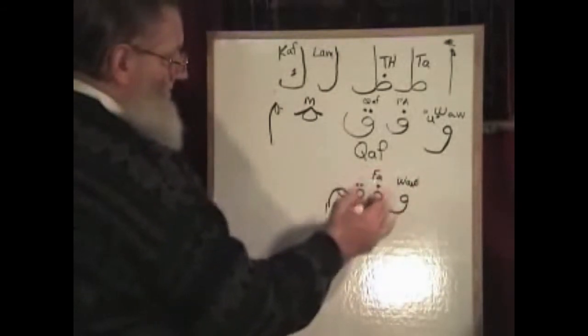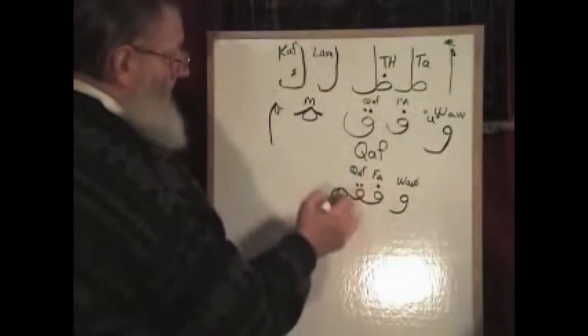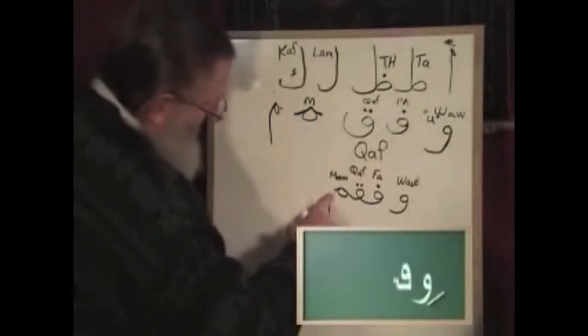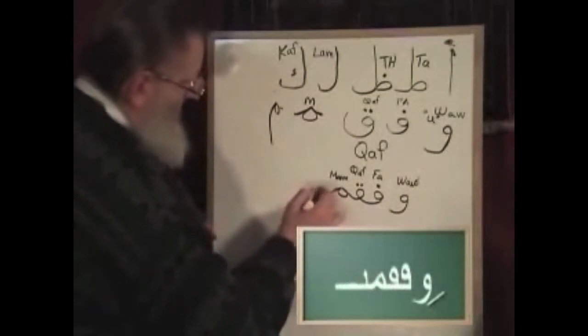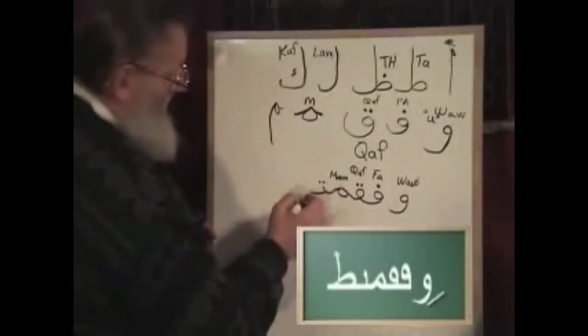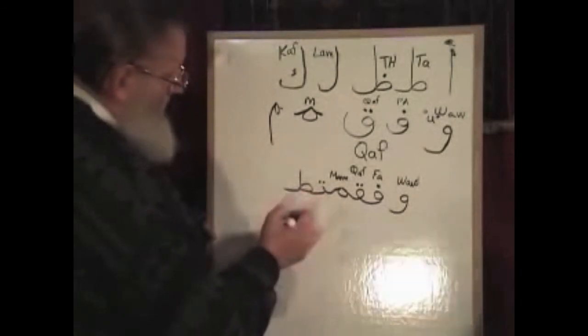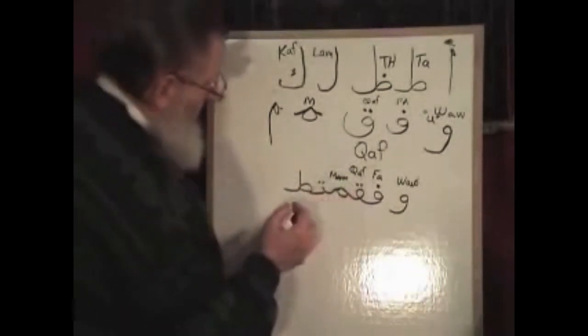Wow, fa, qaf, and meem. There you go. That's what they look like. And if meem was connected to something else, for instance, let's connect it to a ta like this. There we are. Now I put two tas together. I want to show you something real quick before we forget about it.